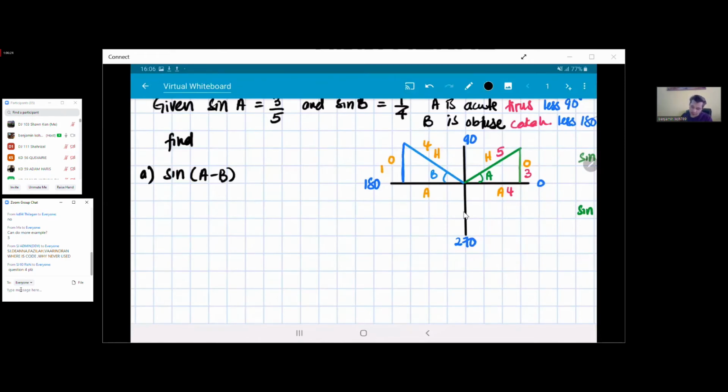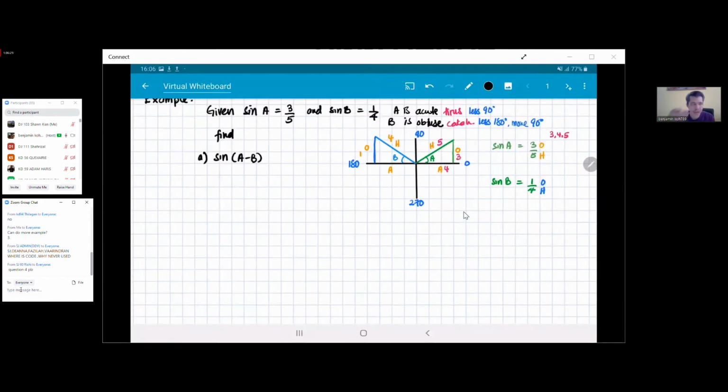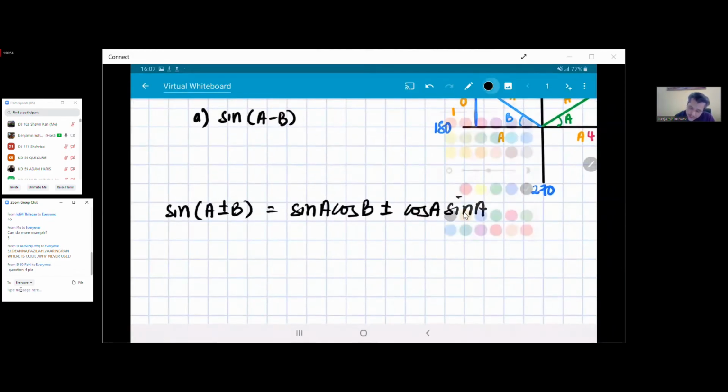Okay, so if I want to find sine A minus B, maksudnya kita kena rujuk formula. If you look back at your formula, do you notice the formula for sine A plus minus B equals sine A cos B plus minus cos A sine B? This is the formula. But why do I write both here? Because I want you to understand the plus minus: maksudnya when here is plus, yang ini pun plus. When this is minus, then yang ini pun minus. Boleh faham?